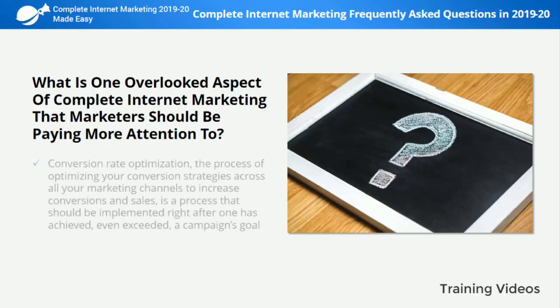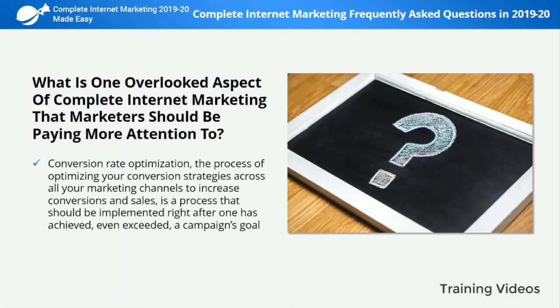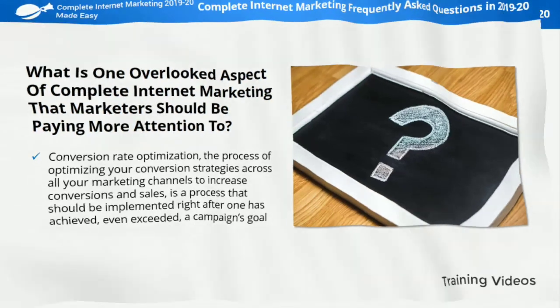What is one overlooked aspect of complete internet marketing that marketers should be paying more attention to? Conversion rate optimization. The process of optimizing your conversion strategies across all your marketing channels to increase conversions and sales. It's a process that should be implemented right after one has achieved, even exceeded, a campaign's goal.